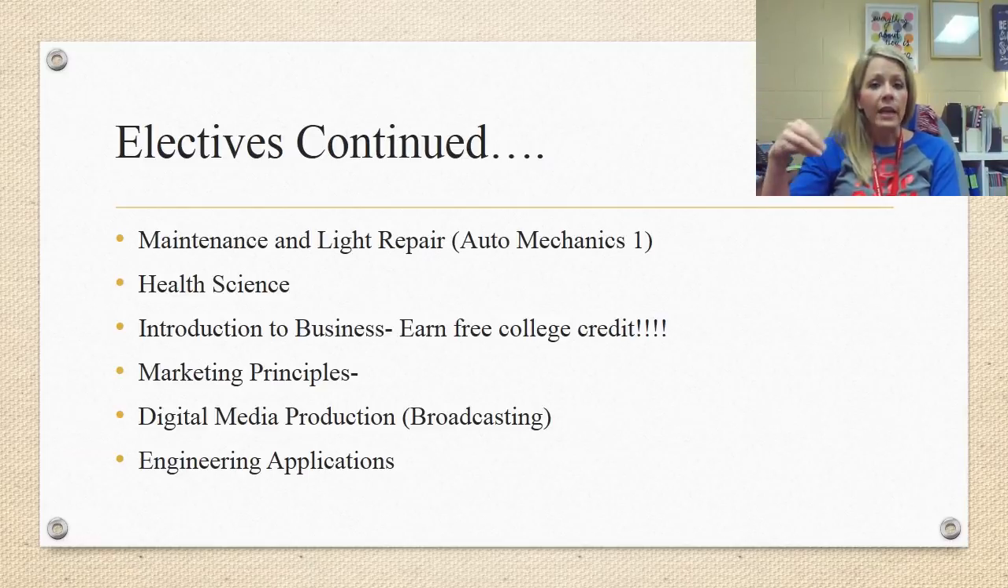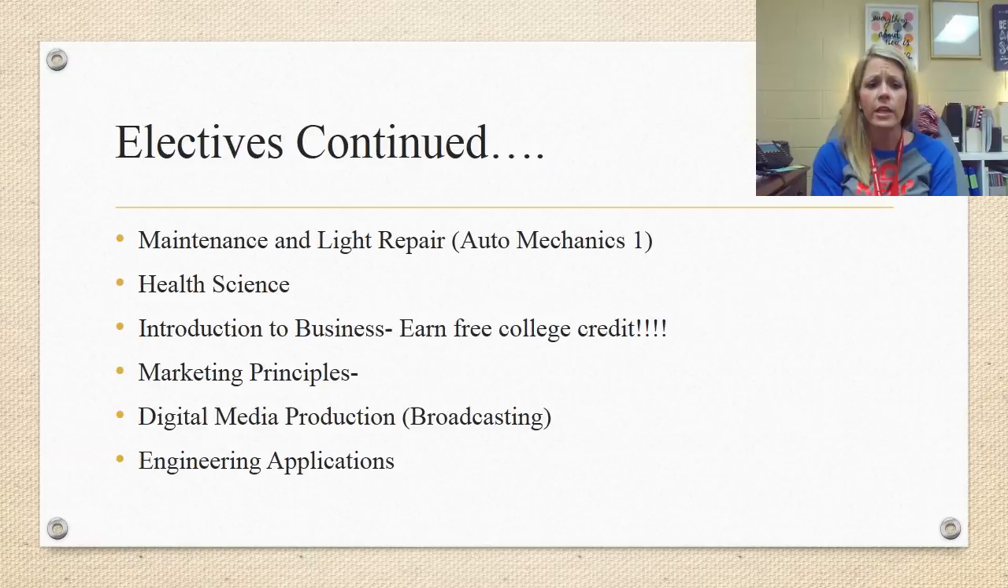In Auto Mechanics 1, you learn how to change a tire, you learn about safety, you learn about how to change your oil. So there's Auto Mechanics 1, 2, and 3. Just because you take 1 doesn't mean you have to take 2 and 3. So it might be a good idea that you learn about different car features before you learn how to drive. So that might be an option that you want to consider.